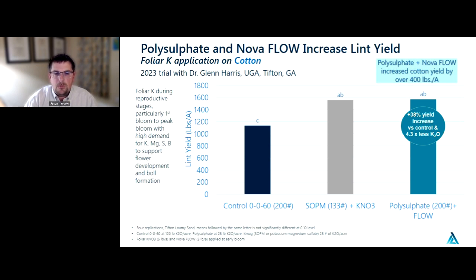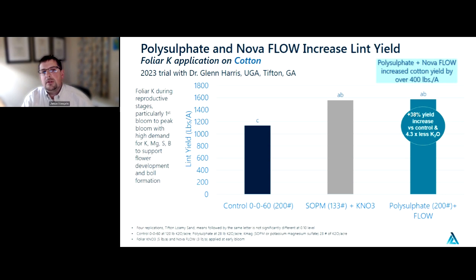We had a control of potash, 0-0-60 at 200 pounds per acre. And then compared to that, we had two programs. One would be a combination of K-Mag along with potassium nitrate as the foliar option. The potassium nitrate applied at 5 pounds of product per acre. And then the ICL program would be polysulfate as the soil applied nutrition containing calcium, sulfur, magnesium, and potassium, along with our NovaFlow product applied at 3 pounds of product per acre. Both of these foliar applications were applied at early bloom in cotton.